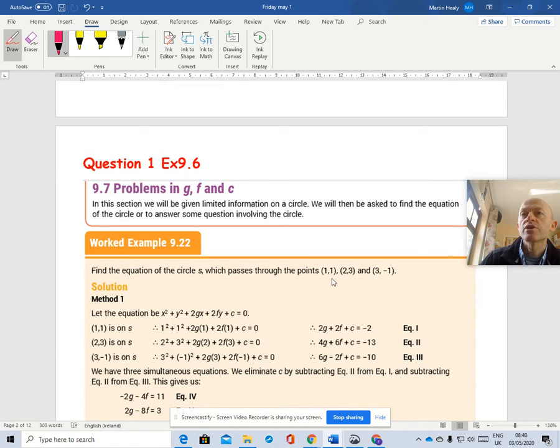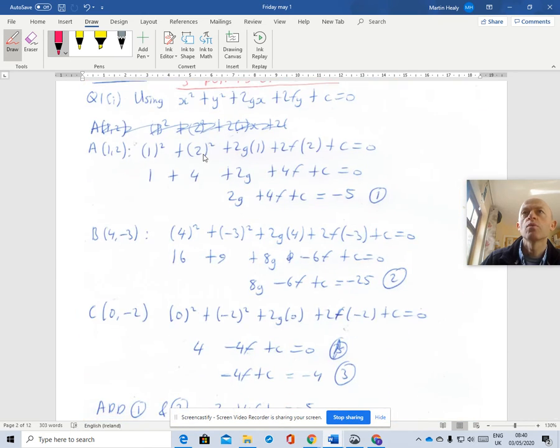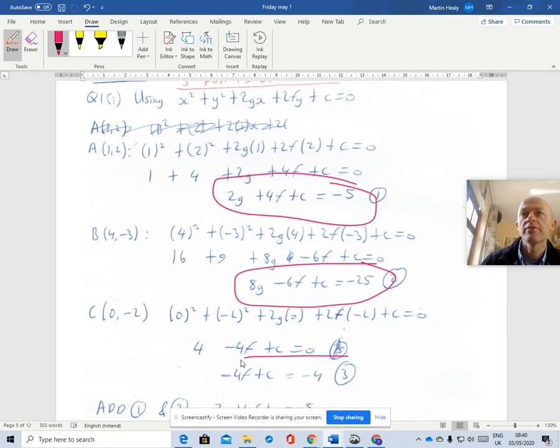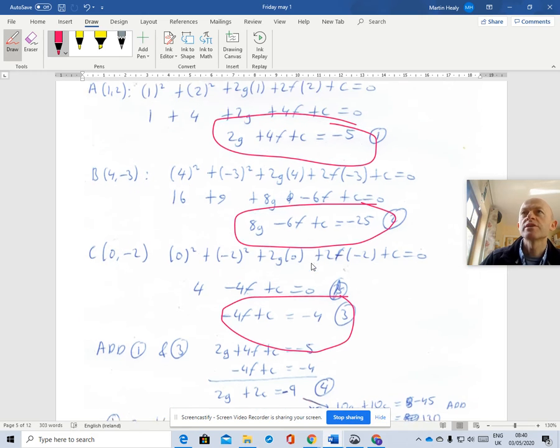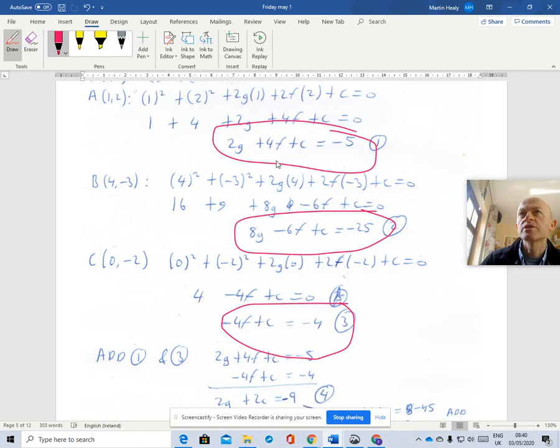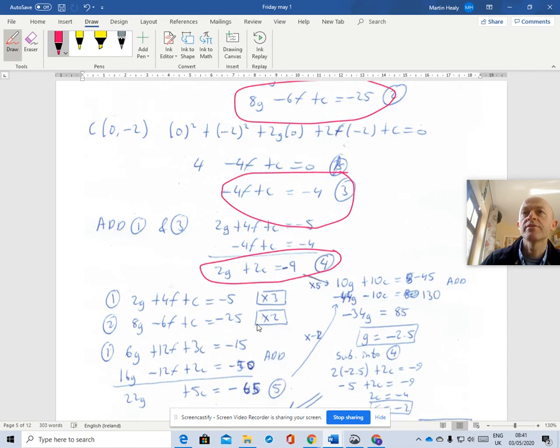3 points in a circle. That is a standard question. You put in 1, 1, 2, 3, and 3, minus 1 for x and y. Sub them in. Get one equation. Then 4, minus 3, sub it in. And 0, minus 2. Get your 3 equations. And then decide what you want to get rid of. In this one, I decided to get rid of 4f because it's a plus 4f, minus 4f. They cancel out. You get left with equation 4 with g and c in it, the unknowns.